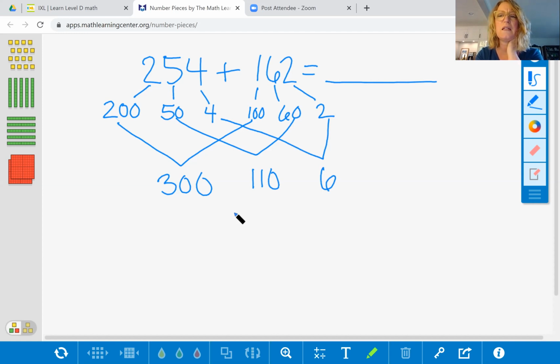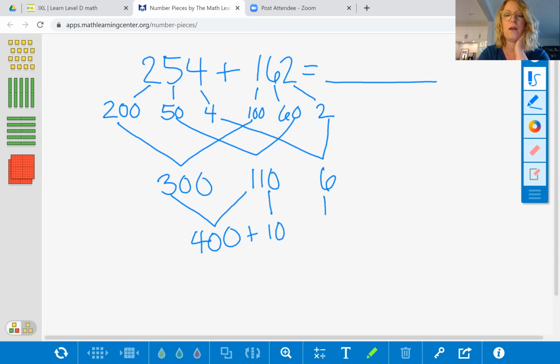That still doesn't quite seem easy though. What do we need to do here to help us? Yeah, you're noticing that we could be putting these hundreds together. 300 plus 100 is 400. And then we have 10. And then we have the 6. 400 plus 10 plus 6.